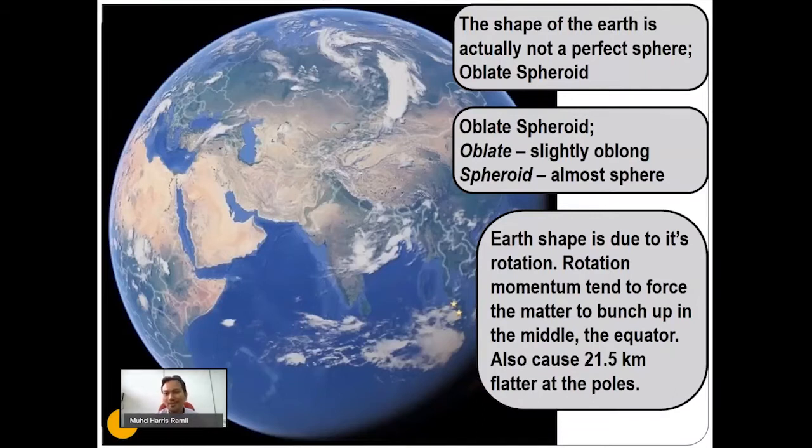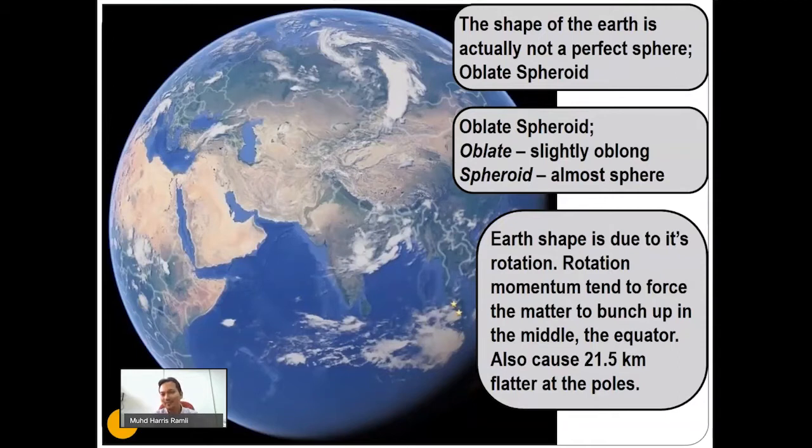Oblate means slightly oblong, like those oblong burgers that you have eaten. And spheroid is almost a sphere. So that's why it's an oblate spheroid. So it's not actually round, technically, in the technical terms.